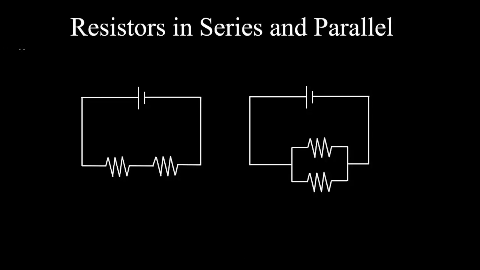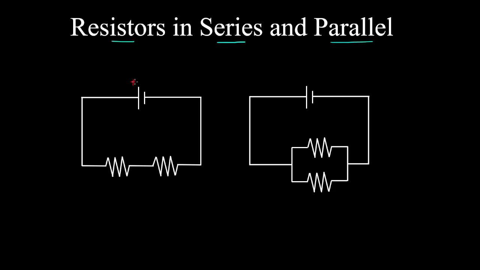Circuit elements may be connected in series, parallel, or both. And here we'll look at resistors in series and parallel, specifically in compound direct current circuits where the current flows in one direction.